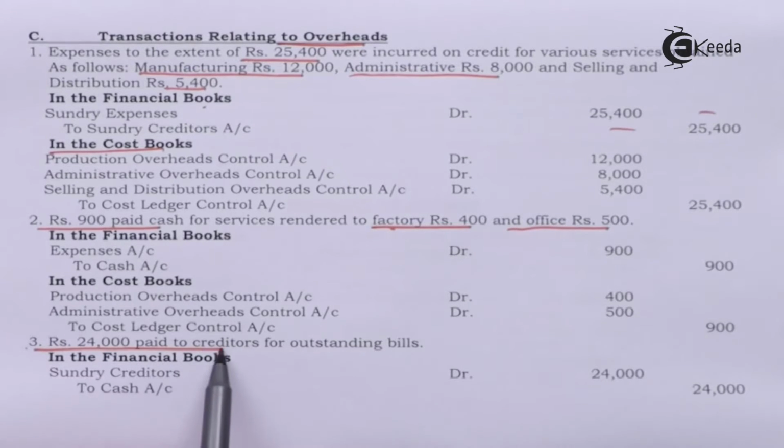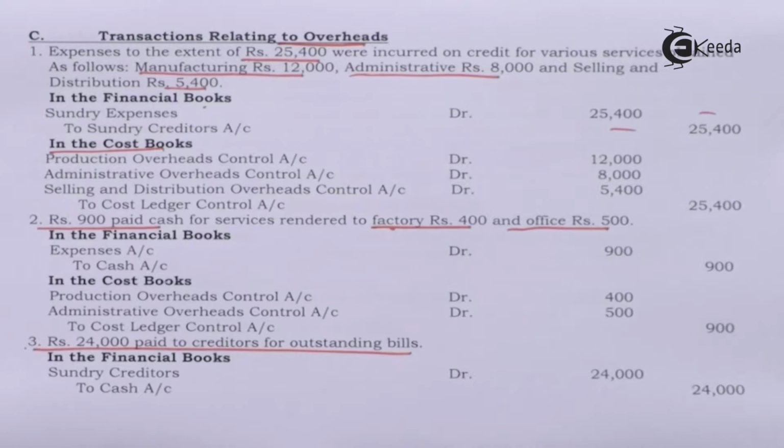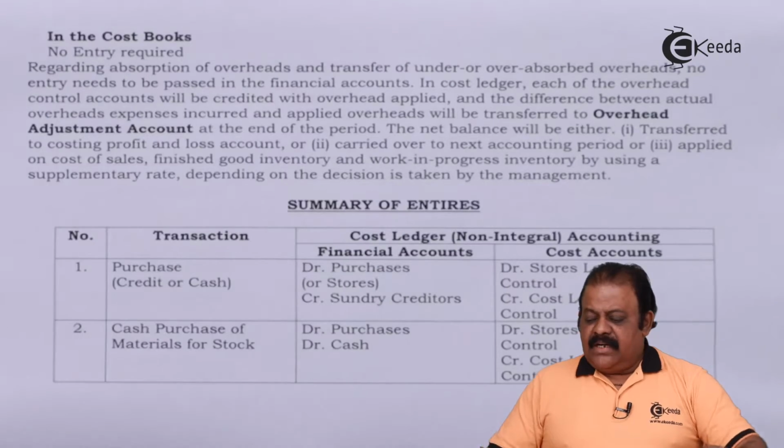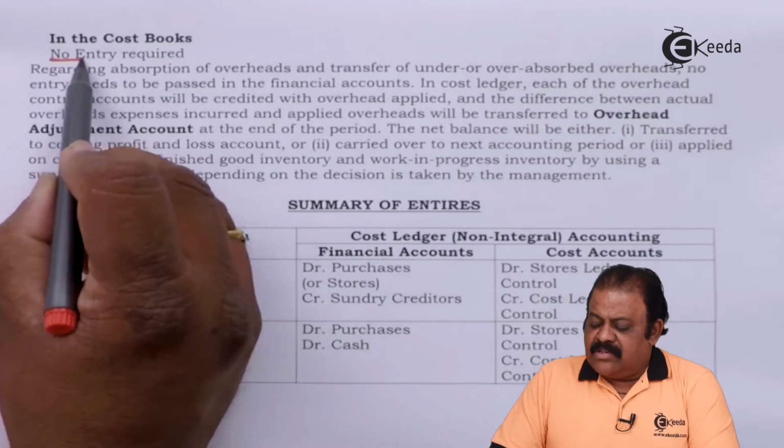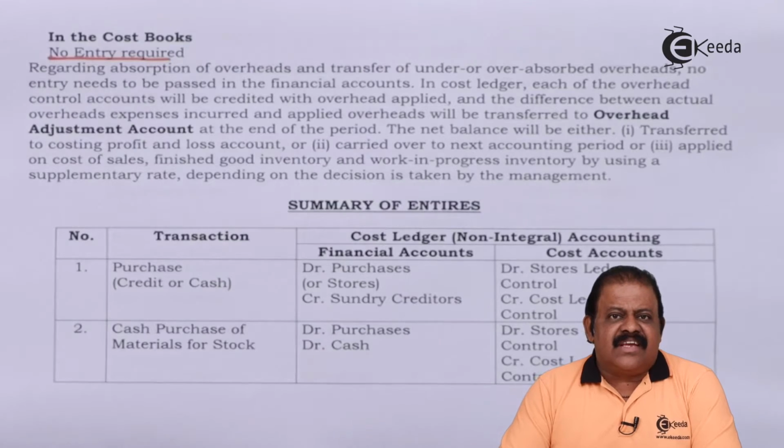Rupees 24,000 paid to creditors for outstanding bills. This will be recorded in financial book sundry creditors to cash, but in cost book it will not be recorded because it's a purely financial transaction.